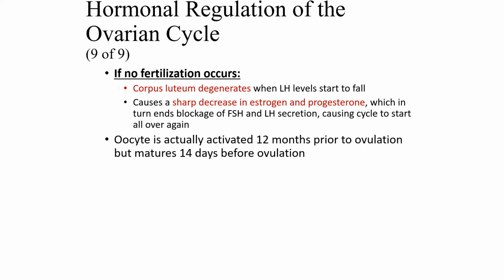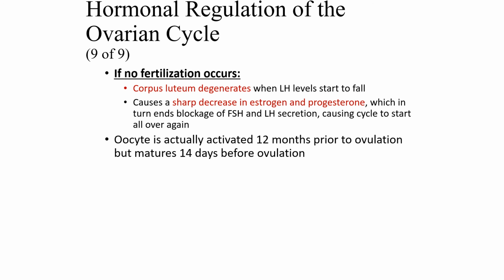When the corpus luteum degenerates, it's because the LH levels have started to fall off, and you get this big decrease of estrogen and progesterone. That's going to block FSH and LH. And so what we see is that when this takes place, the functional layer is going to start to degrade, and that leads to sloughing, S-L-O-U-G-H-I-N-G, sloughing off of the functional layer.